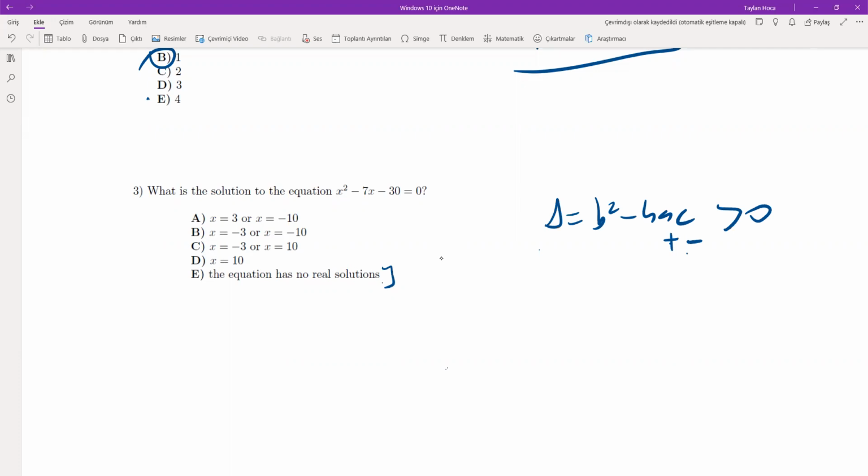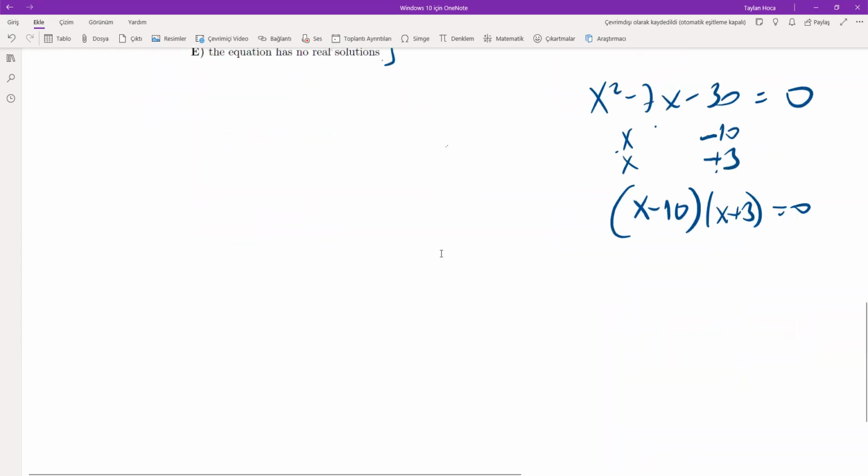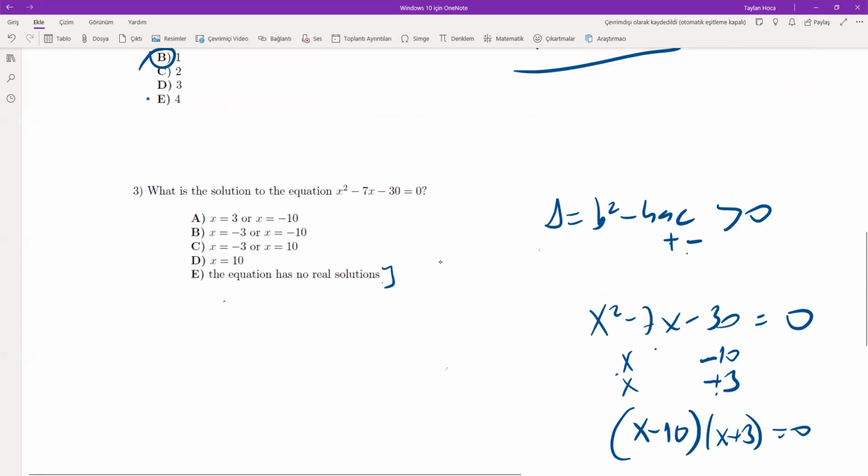There are two possible ways to do that. Sometimes you like to factorize. How to do that? For example, to have negative 7 here, x, let's say negative 10 and plus 3, which means x minus 10 times x plus 3 is 0. So x is 10 or x is negative 3. Another way is replacing the numbers here, negative 3 and 10. But I'm going to propose something different.